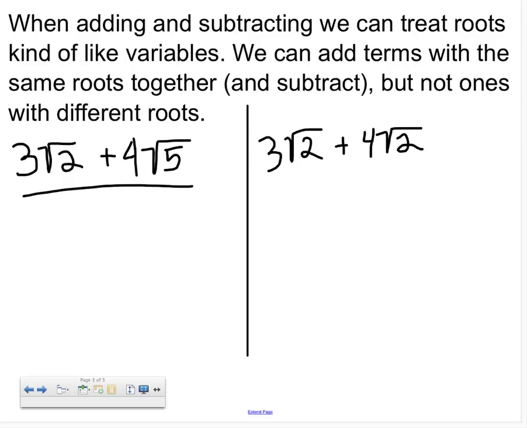But on the other one, 3 root 2 plus 4 root 2, well, that I can do. Because it's like saying 3 root 2's plus 4 root 2's together is just going to give me 7 root 2's. Kind of like 3x plus 4x is 7x. So as long as the root parts are equal, as long as the root portions are equivalent, then we can add them together. But if they're not, then we have to keep them separate, just like we do variables. So let's try this one here.